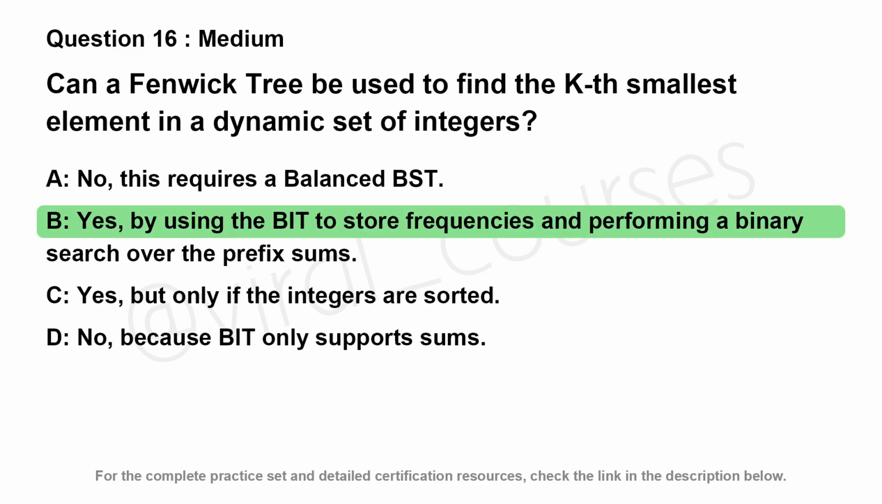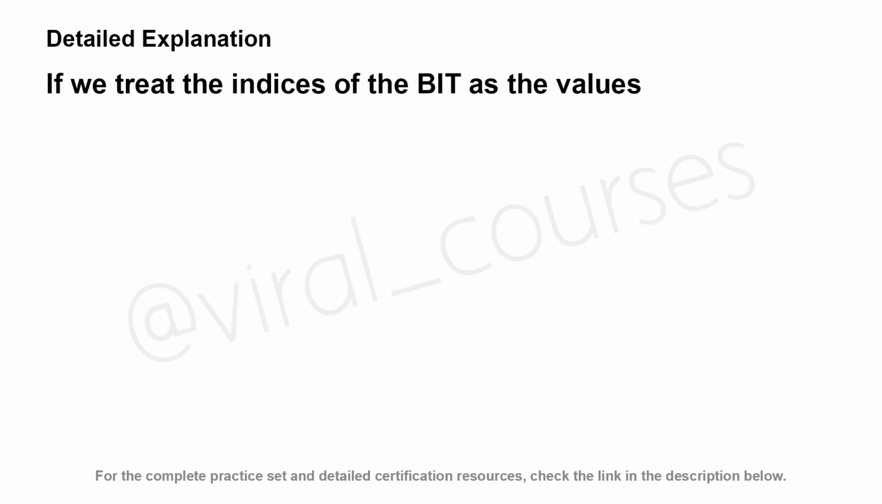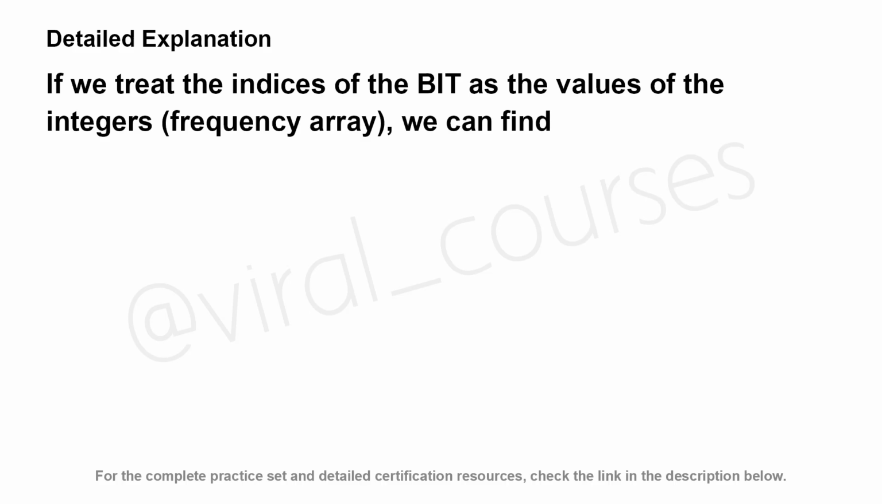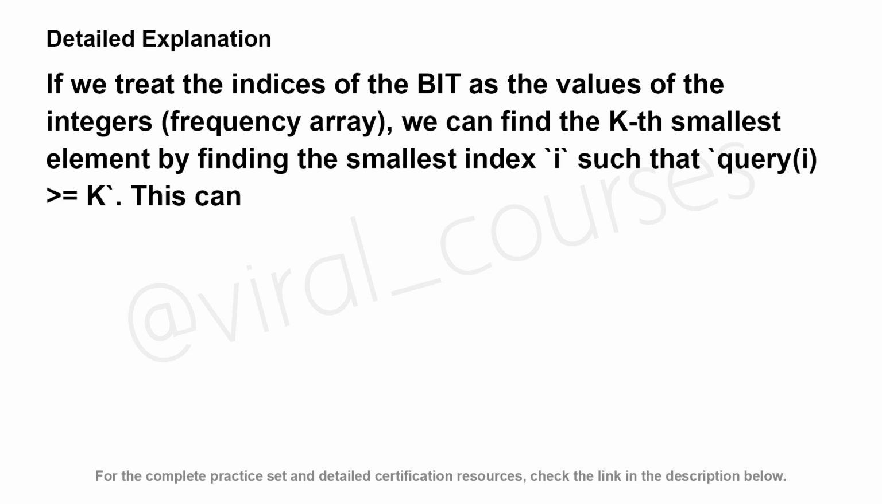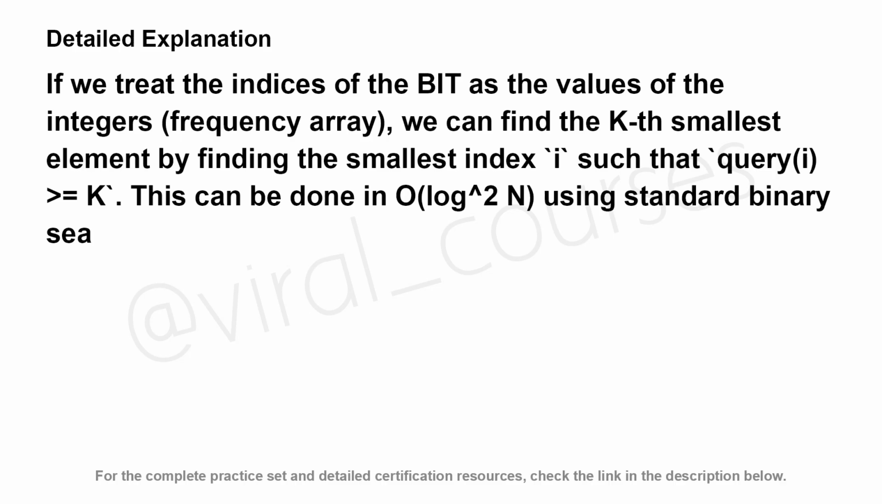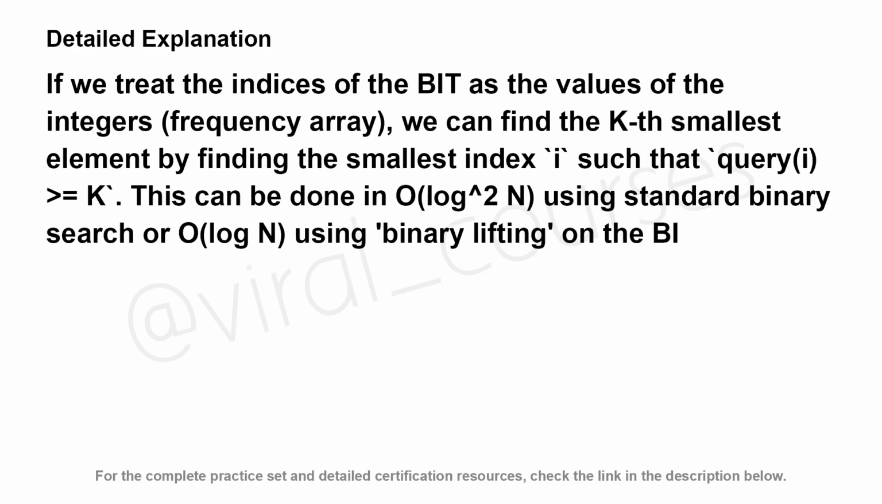The correct answer is B. If we treat the indices of the BIT as the values of the integers' frequency array, we can find the kth smallest element by finding the smallest index i such that query(i) >= k. This can be done in O(log² n) using standard binary search, or O(log n) using binary lifting on the BIT structure itself.